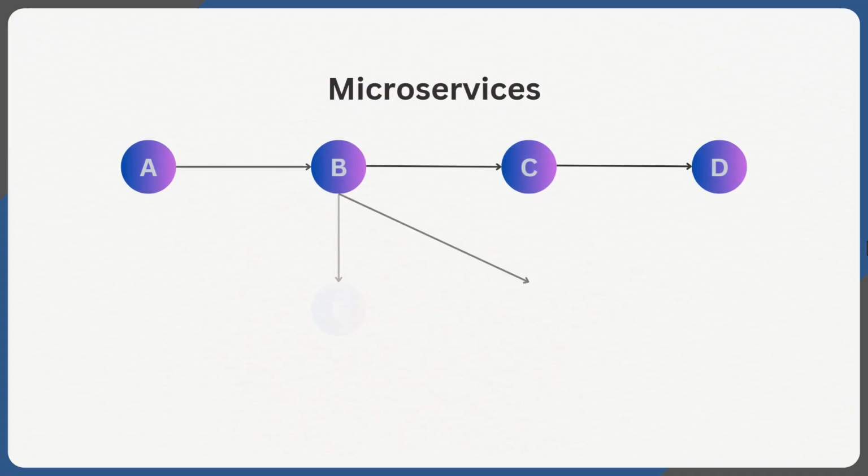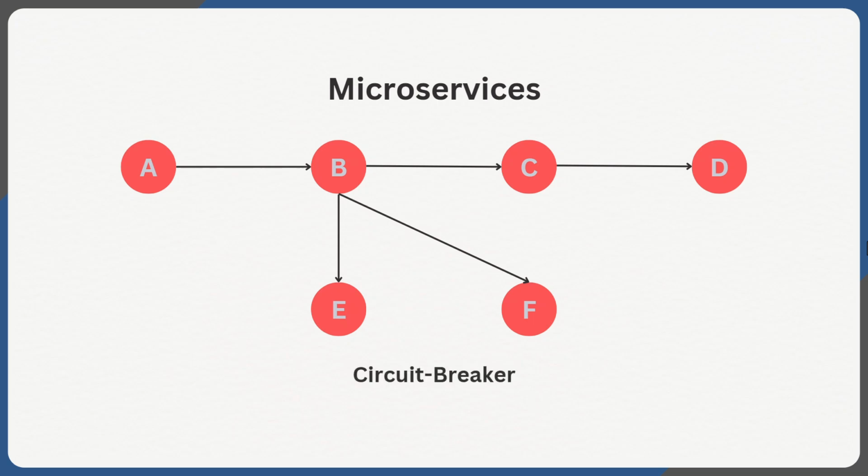Imagine you have all these microservices which depend on each other. A depends on B, B depends on C, C depends on D, and B might be interacting with services E and F. Now, if any of the upstream service fails, it may actually impact all the downstream services as well, resulting in cascading failure. To prevent this from happening, we can use circuit breaker mechanism.